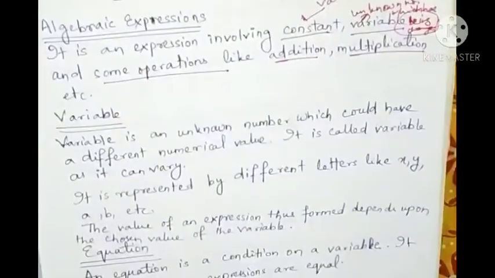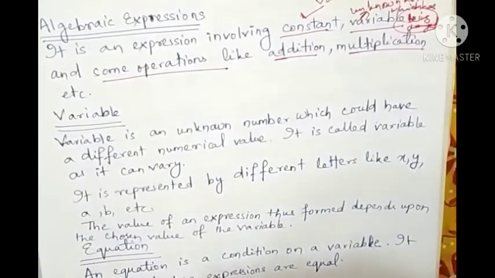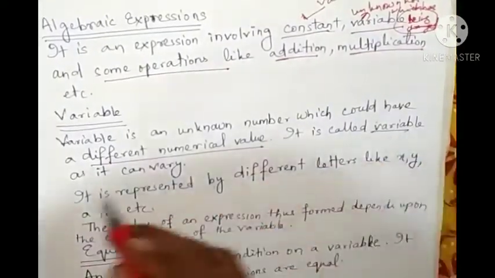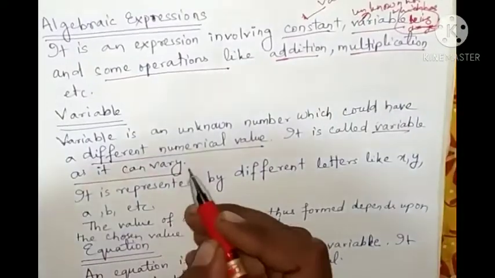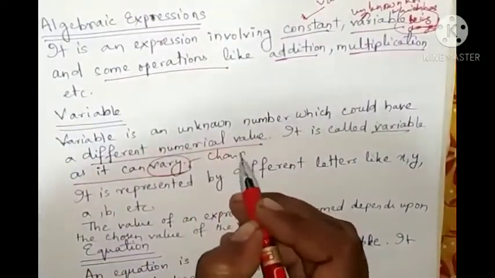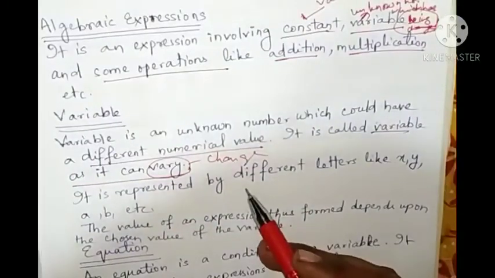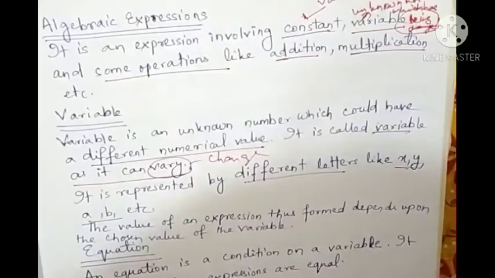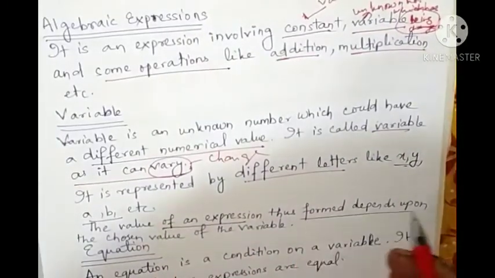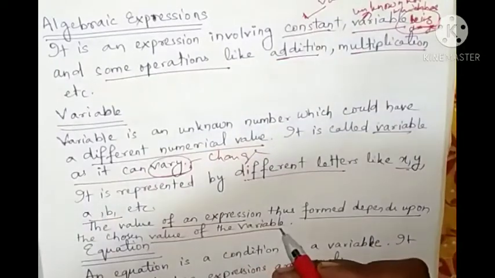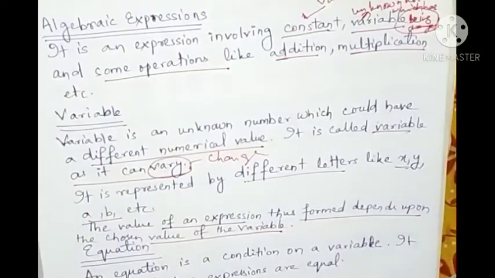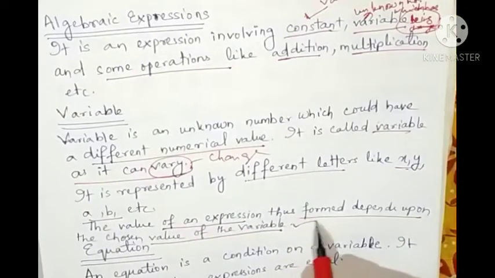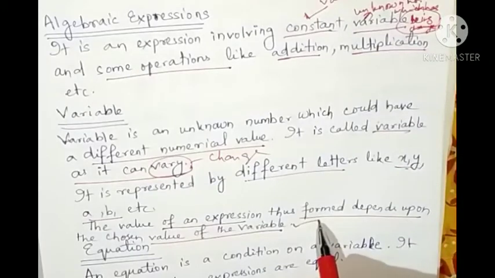A variable is an unknown number which could have different numerical values. It is called a variable because it can vary. Vary means change. It is represented by different letters, that is X, Y, A, B, Z, M, N, O, anything. The value of an expression thus formed depends on the chosen value of the variable. So when we are finding the value of an expression, that depends on the value of the variable.